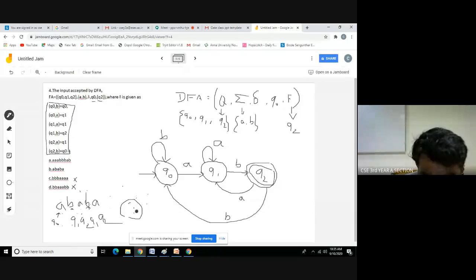So from the Q2 state, again I read the input symbol A. It reaches the Q1 state. So the Q1 state is also not an accepting state. This is my non-accepting state. So this string is also not accepted by the constructed DFA. Okay, I think everyone can understand, right? So what is the remaining string? AAABBBAB. Now we will see this string.